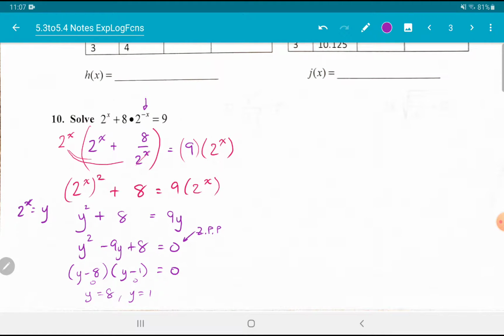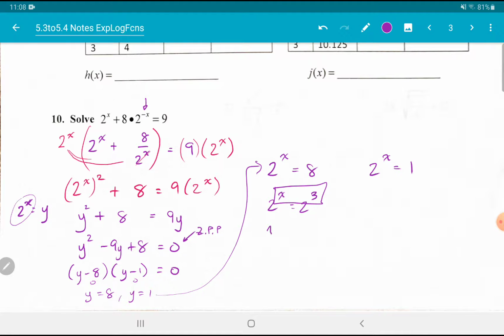All right, well, we're not solving for y, though. Don't just leave your answer there. Remember, what we're really solving for is 2 to the power of x. So rewriting this, we have 2 to the power of x is equal to 8, and also 2 to the power of x is equal to 1. If we get them to be the same base, 8 is the same thing as 2 to the power of 3, so that must mean that x is 3.